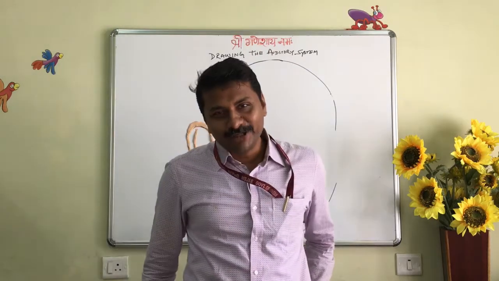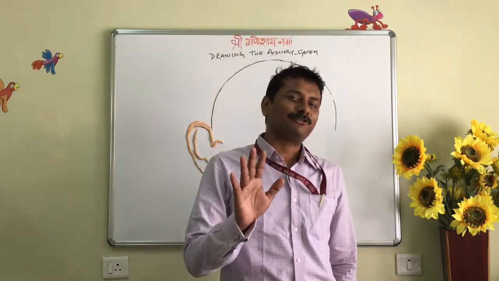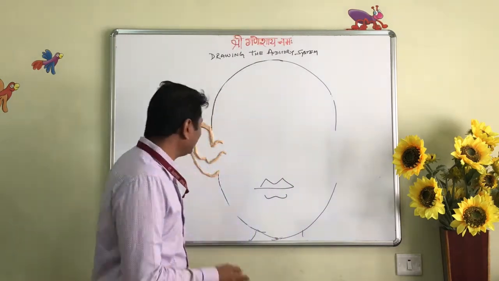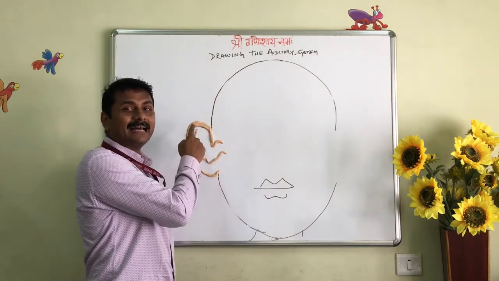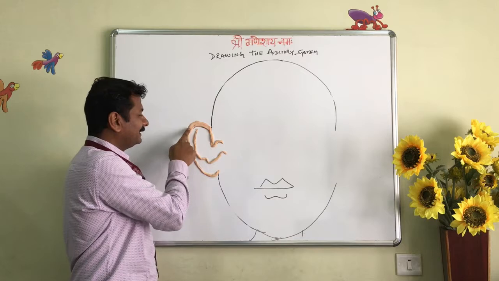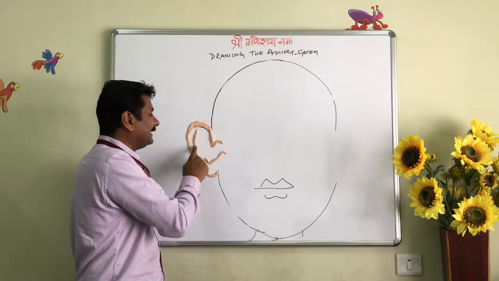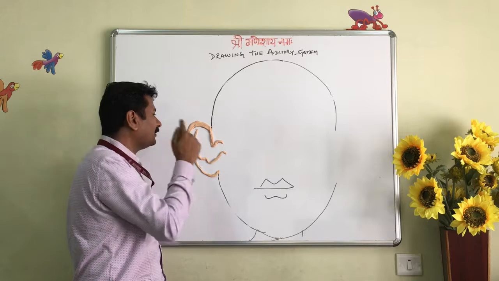Namaskar. In this video, we are going to learn how to draw the auditory system from an audiological perspective. If you see here, a bit of the external ear has been done. So we have the helix part of it. We have the anti-helix part of it also drawn out.